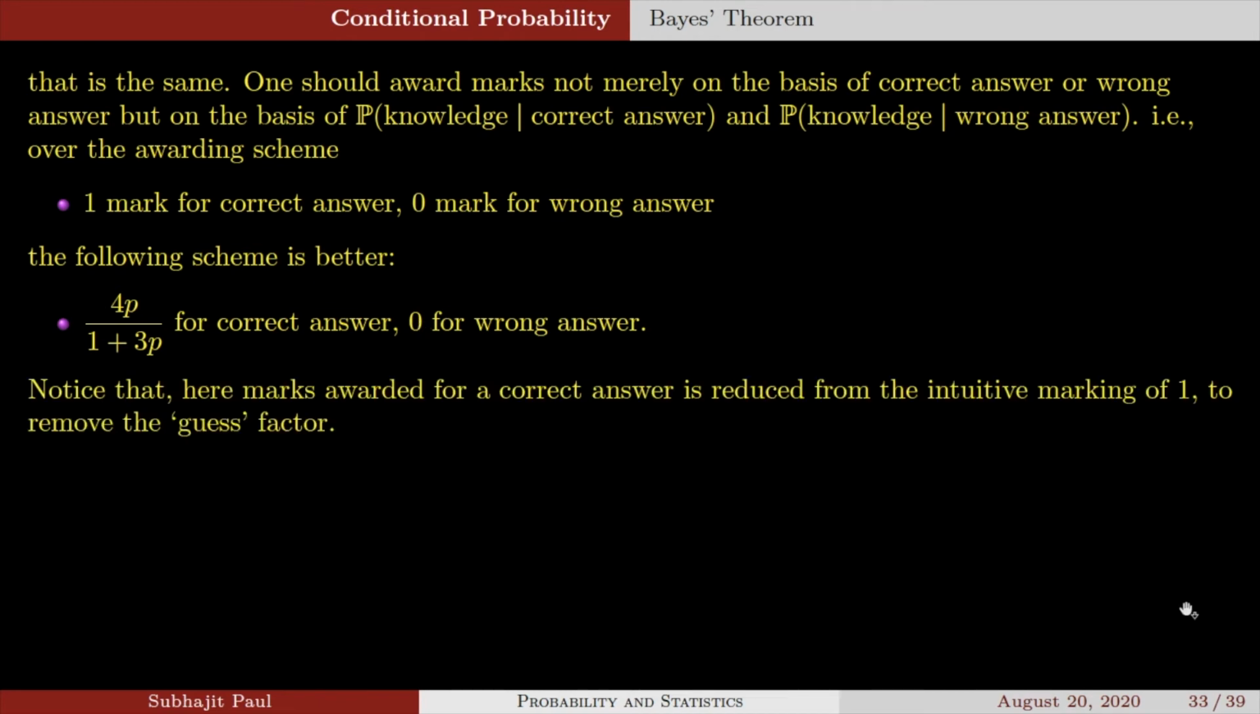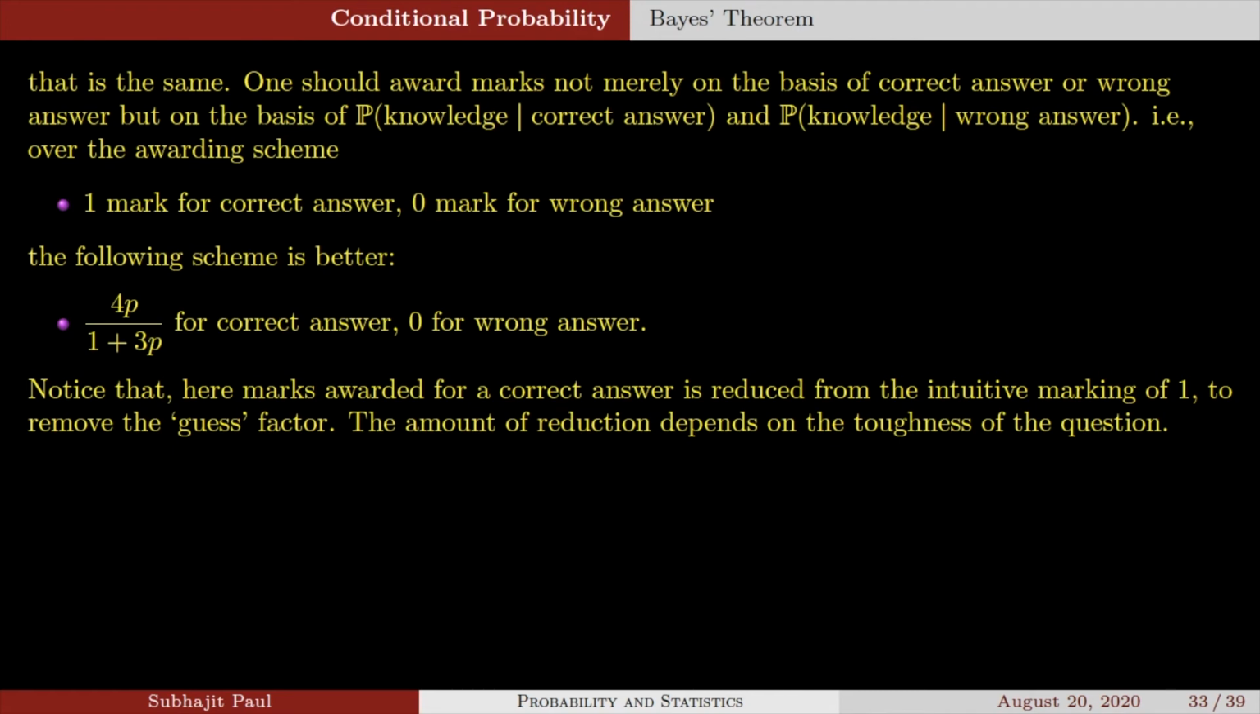Notice that the marks awarded for a correct answer are reduced from the intuitive marking of 1 to remove the guess factor. The amount of reduction depends on the toughness of the question. So this part is something smaller than 1. This is 3p, this is 4p, which is p more than 3p, but plus 1 is added here, so the denominator is definitely bigger than the numerator. Clear? The denominator is bigger because p is a probability and hence smaller than 1.